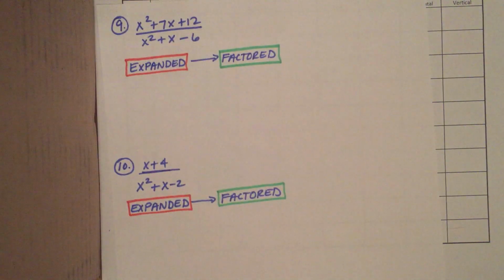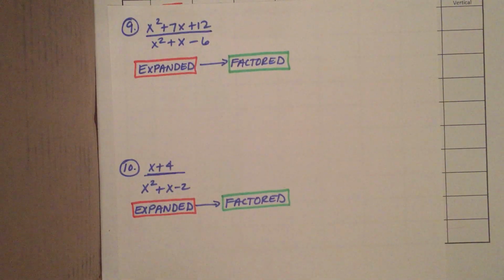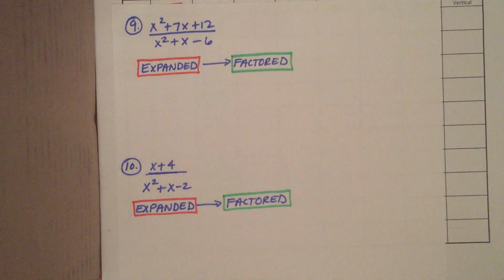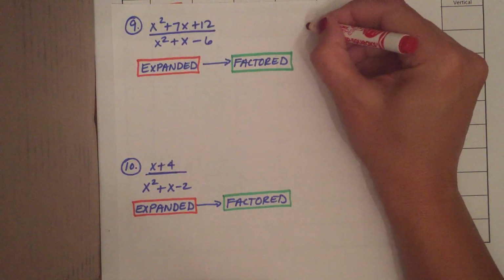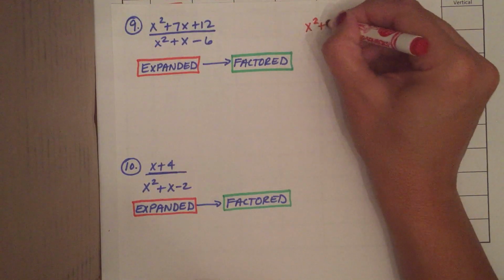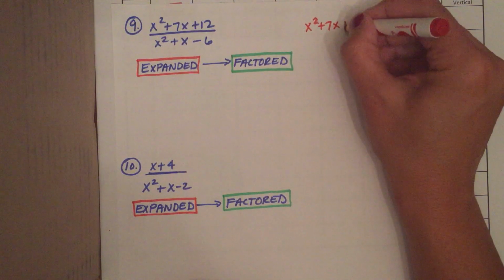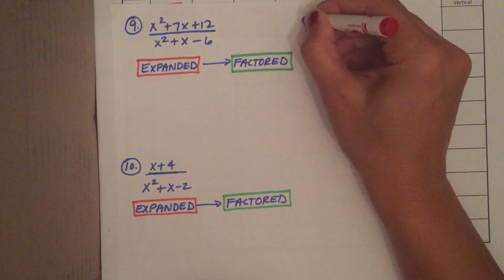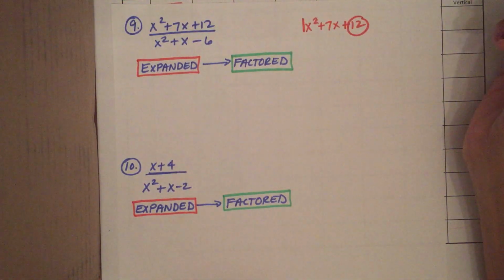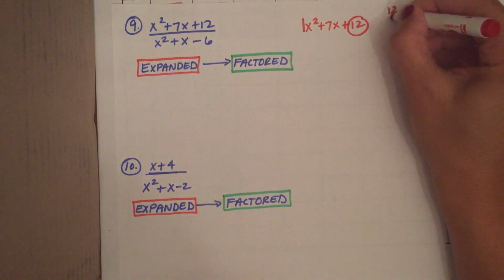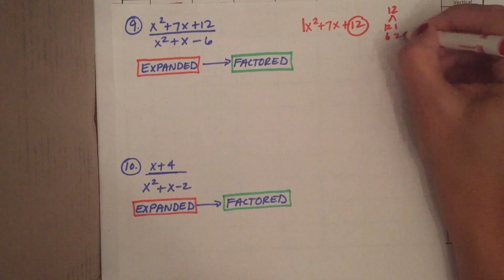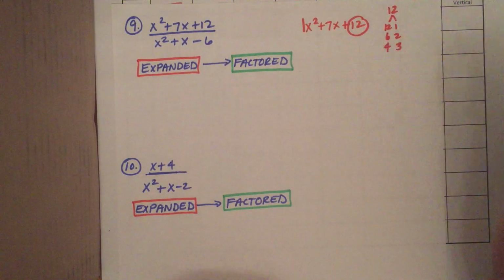So let's look at number 9. Once again, we are in expanded form and we are converting to factored form. So I'm going to take my numerator first. I've got x squared plus 7x plus 12. I don't have to do the AC method because my A value is 1, so let's factor the 12. 12 is going to be 12 and 1, 6 and 2, and 4 and 3.